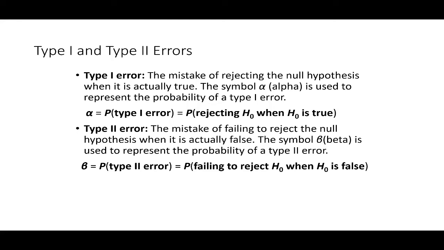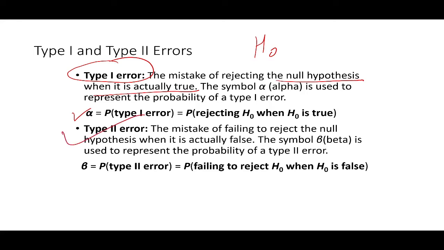While doing this type of hypothesis testing, two different types of error can occur. Type 1 error: whenever we make the mistake of rejecting the null hypothesis when it is actually true. The null hypothesis is true, but for some reason we reject it. If we do that, then an error happens. That type of error is called type 1 error. We use the notation alpha for the type 1 error, which is the probability of a type 1 error, the probability of rejecting the null hypothesis when the null hypothesis itself is true.